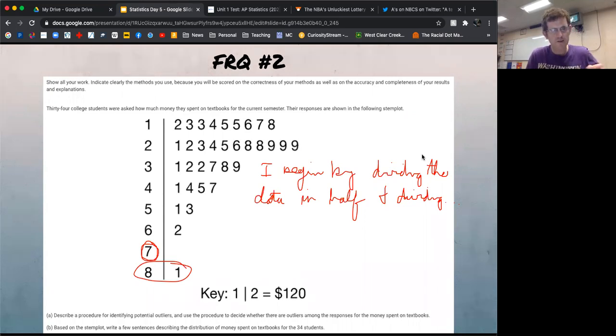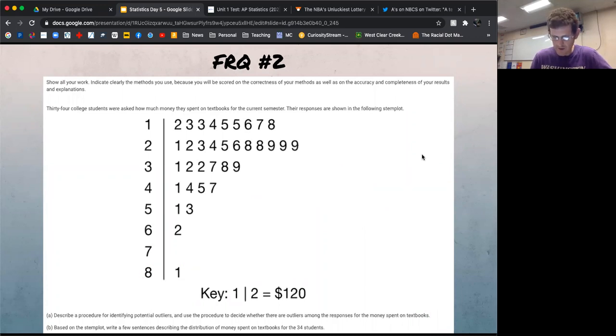Hopefully pretty obvious. The last part of this one, based on the stem plot, write a few sentences describing the distribution of money spent on textbooks for the 34 students. Okay, this I don't need to say any more about. You can convert this probably in your head or on paper to a distribution. Notice that the lowest value is here, the highest value is at the bottom. So it's gonna be something like this with, of course, your outlier. So you can describe that distribution. We just spent some time talking about it, so I'm not gonna do any more of that here.